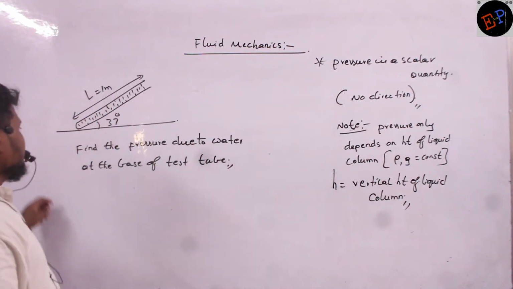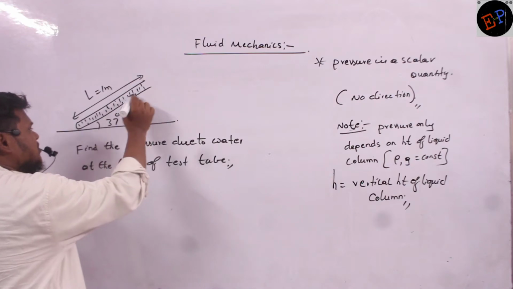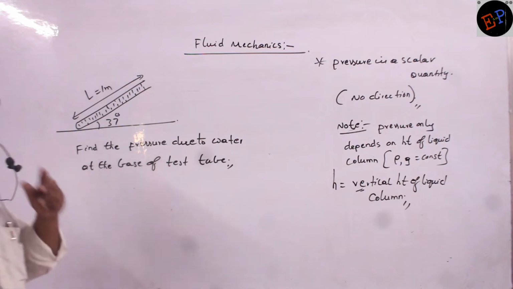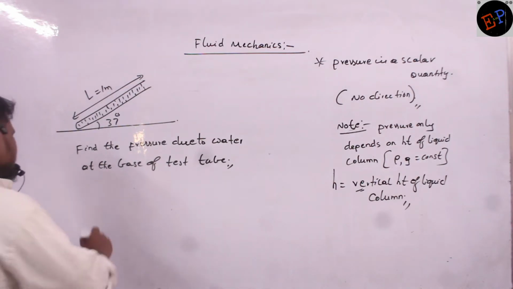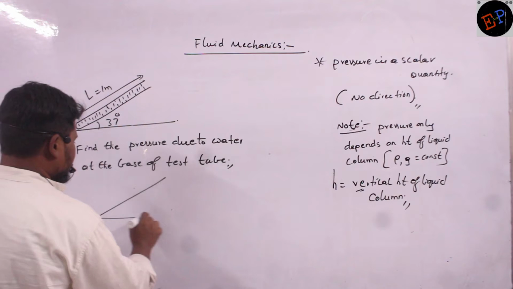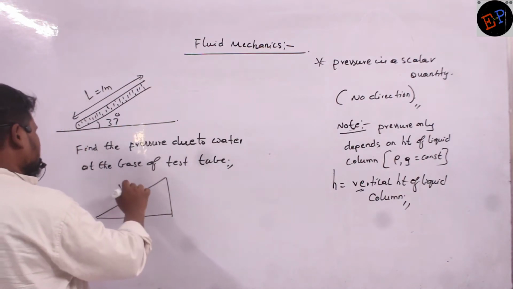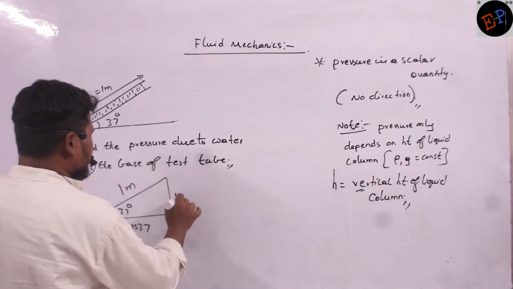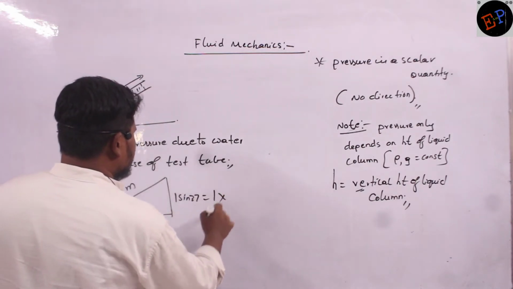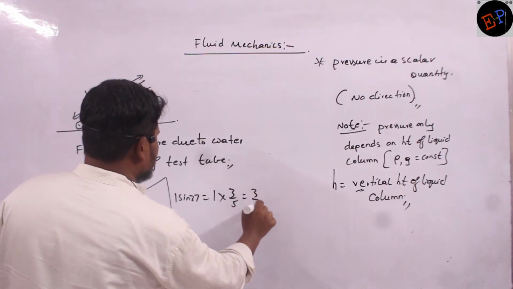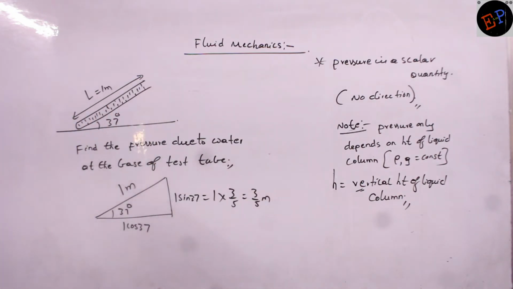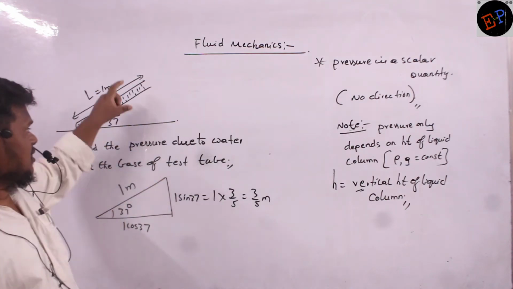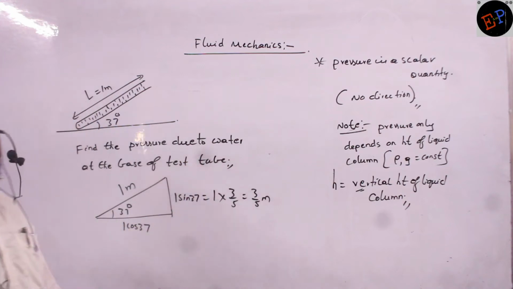Then in this condition, the effective length is not L here, because L means only the vertical height of the liquid column, no? So here I cannot take L. Therefore, I will split this L into two components. So this is 1 meter, this is 37 degrees. So this is 1 cos 37 and this is 1 sin 37. The value of 1 sin 37 is 3 by 5, so it is only 3 by 5 meter. Because we are supposed to take only the vertical height of the liquid column, the vertical height will be only 3 by 5 meter.